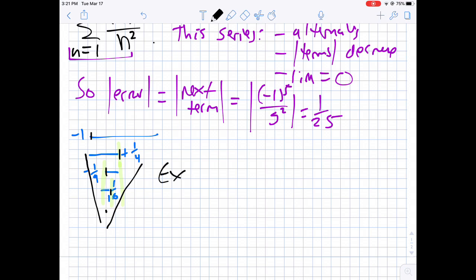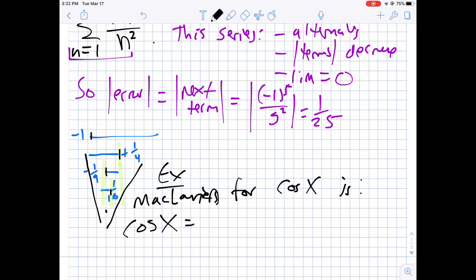So suppose we tell you, and you really need to know this, of course, the Maclaurin series for cosine of x is this. Cosine of x equals 1 minus x squared over 2 factorial plus x to the 4 over 4 factorial minus x to the 6 over 6 factorial, and so on.